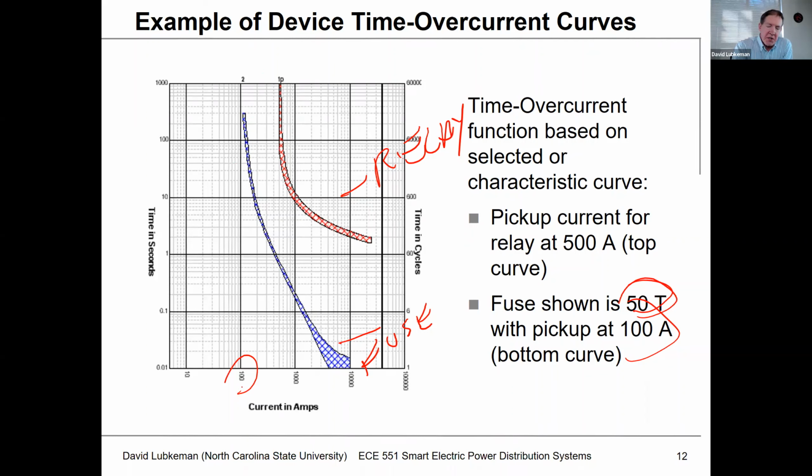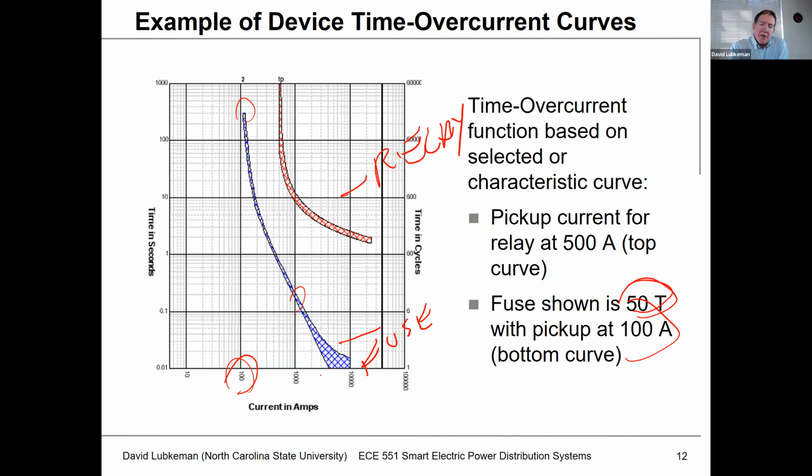And so it would take a really long time if we were just above 100 amperes. But if we were at 1,000 amperes, it would only take a little over 0.1 seconds to blow, right? Whereas if we're at 10 times 1,000, that would be 0.01 seconds roughly. And so these are the inverse time characteristics that are associated with time overcurrent types of devices.